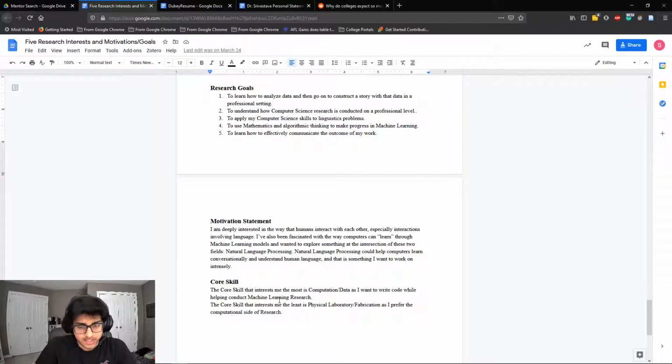Also pick 2 core skills. Pick 1 core skill that really interests you and 1 core skill that interests you the least. The one that interests you the most, make sure to emphasize that when you're writing emails, and I'll talk a little bit more about this shortly. The one that interests you the least, just don't go for any opportunities that might involve that. So the core skill that interested me the most was computation and working with data, because I wanted to write code while helping conduct machine learning research, because that's what I'm really interested in. I want to be a machine learning researcher one day, or a machine learning engineer, and both of those would require me to develop my computation and data skill.